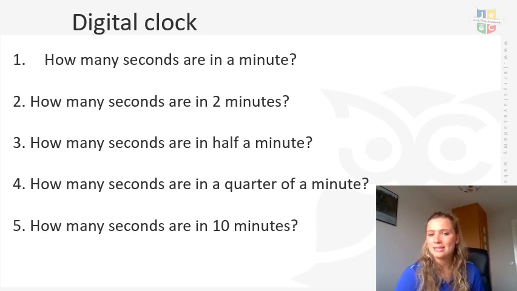And then you can tell me how many seconds are in 10 minutes. So that one's a bit of a challenge. Think about what we've done when we've multiplied by 10 in the past. Once you've had a go at doing that, let's have a look to see if you have got them right.